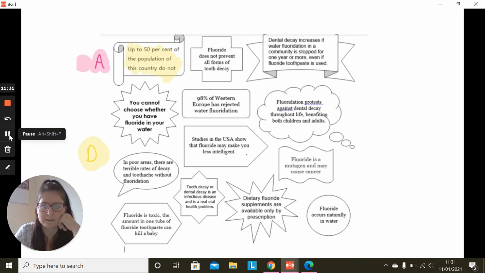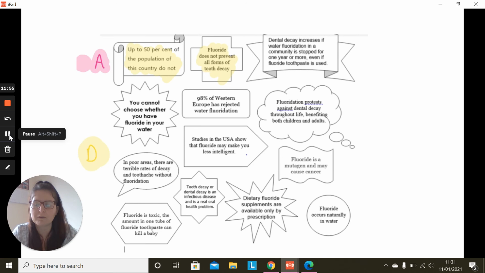I know I can put it into my table. Then the next one says fluoride does not prevent all forms of tooth decay. So that's a disadvantage because it's not going to prevent everything from happening. The next one says dental decay increases if water fluoridation in the community is stopped for more than a year, even if fluoride toothpaste is used.